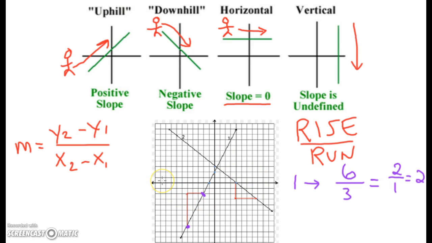Now, some people have asked me, what if I had decided to go the other way? If I had decided to go down first and then over, that's fine too. If you had gone down first, you would have gone -6, because going down is negative. And then if you go backwards, moving to the left, moving in the negative direction, you would have a -3. And -6 divided by -3 still reduces to +2 over 1 or +2. Because a negative over a negative makes a positive.